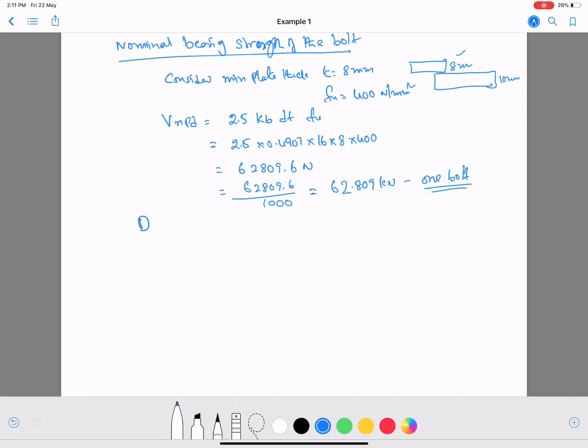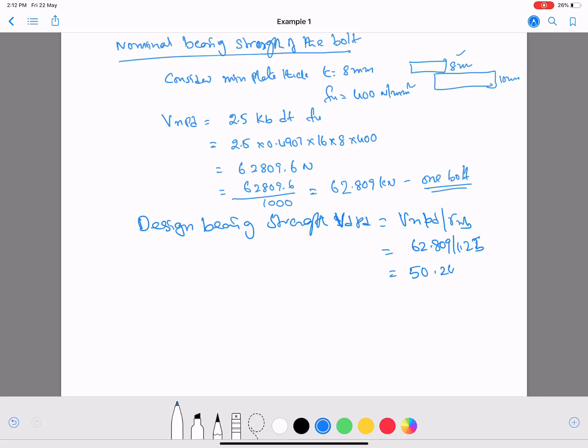The design bearing strength VDPD equal to VNPD by lambda MP, which is equal to 62.809 divided by 1.25. This comes around 50.24 kilonewtons, which is the design bearing strength. So this is, we call it as a 2.